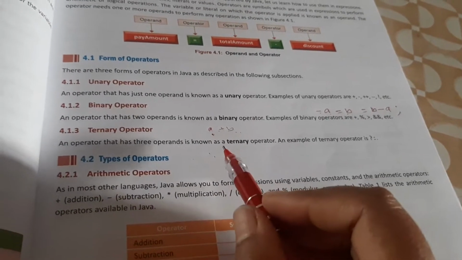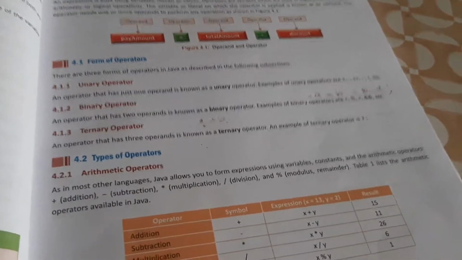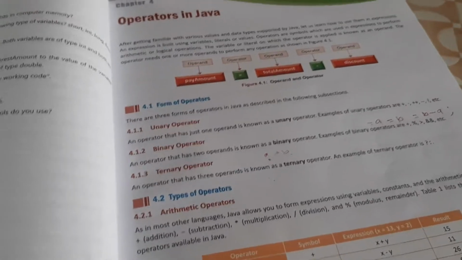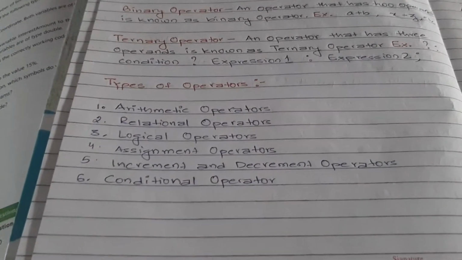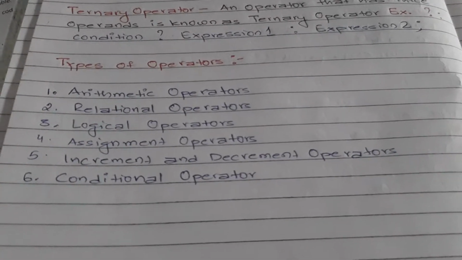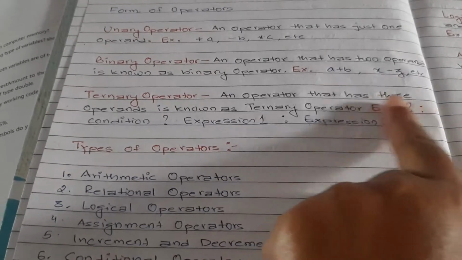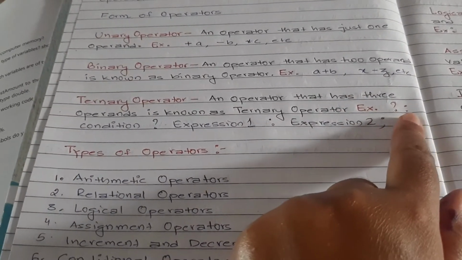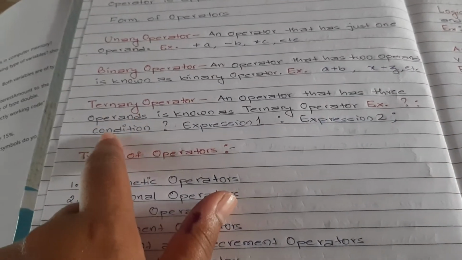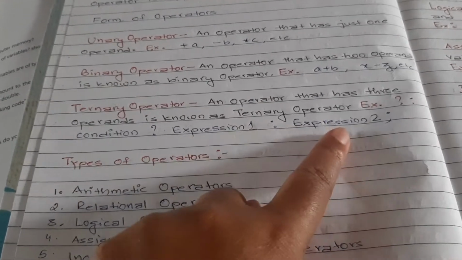There are different types of operators we are going to learn. There are six types of operators. What are the six types of operator? That is arithmetic operator, relational, logical, assignment, increment and decrement, and conditional operator. If you see here the ternary operator, the example has a question mark and colon. We need to have a condition, then expression 1 and expression 2.